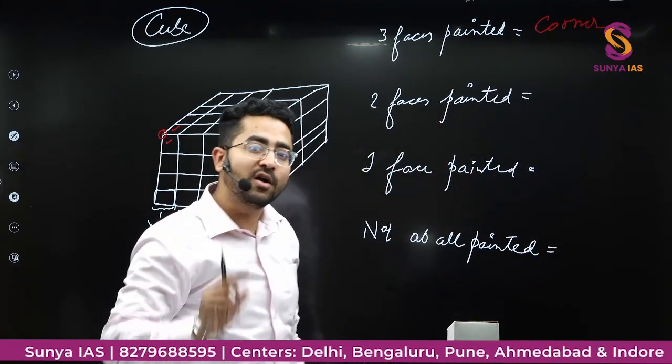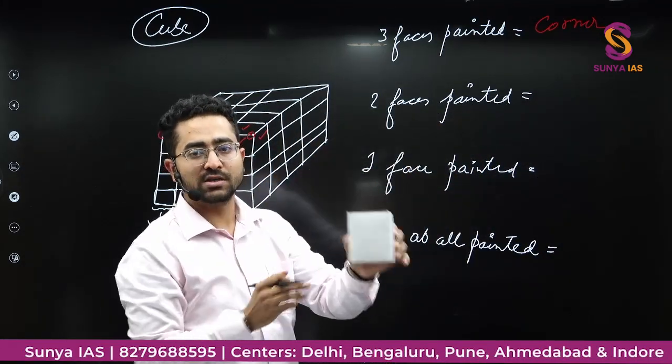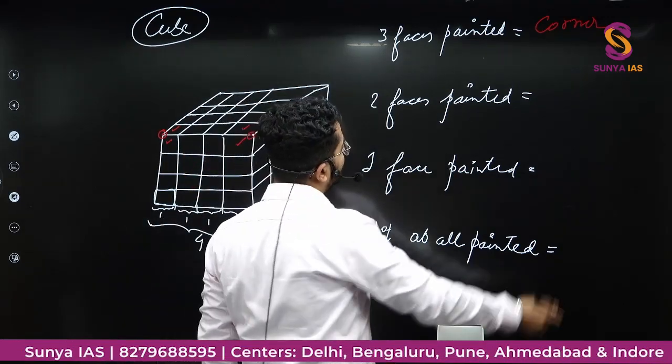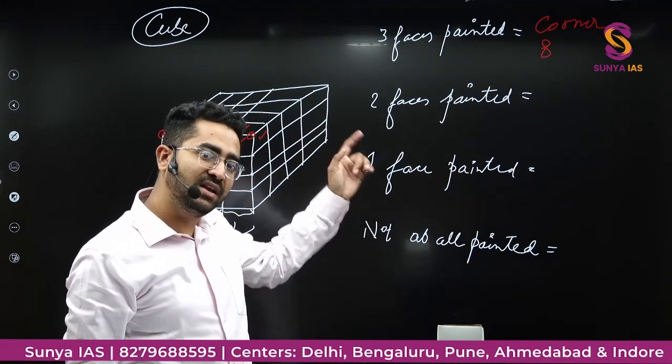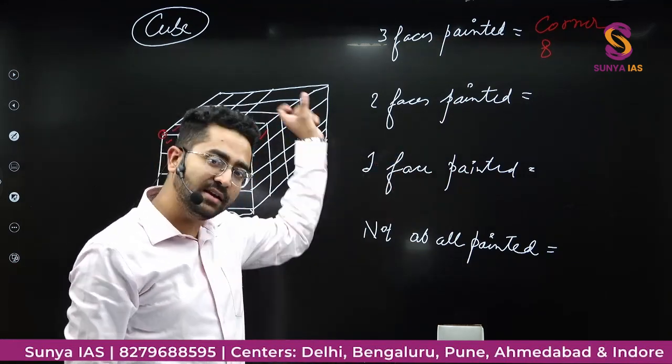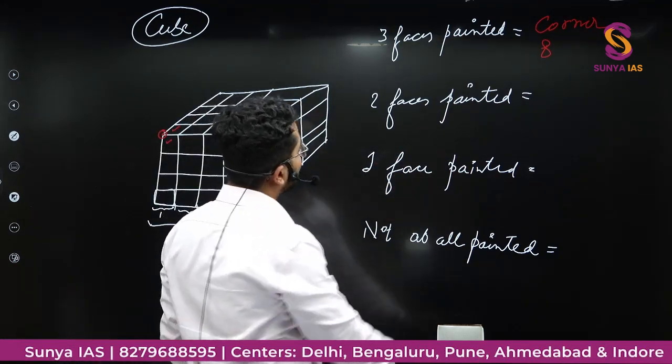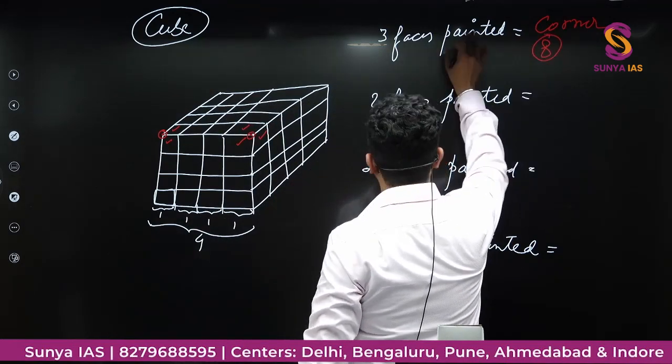And how many corners are there in a cube? In a big cube, how many corners? Already we covered, there are 8. So you just remember these things. You will learn these things, you will understand, and then you will cram these things. So there will be 8 cubes whose 3 faces are painted.